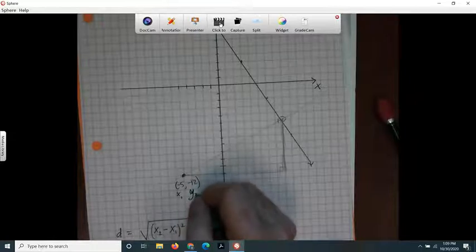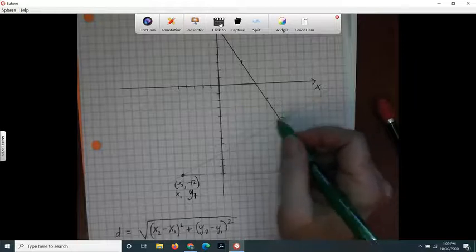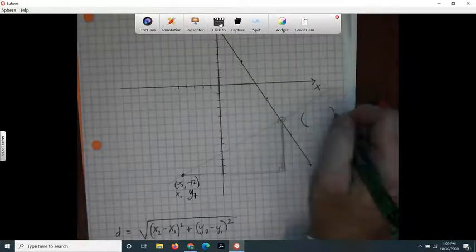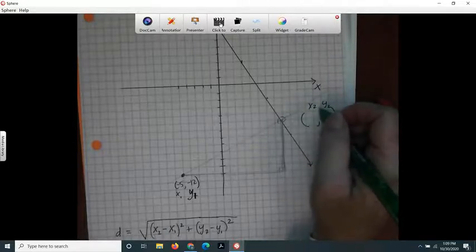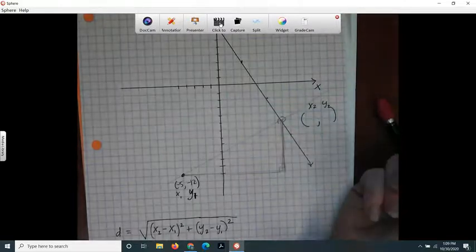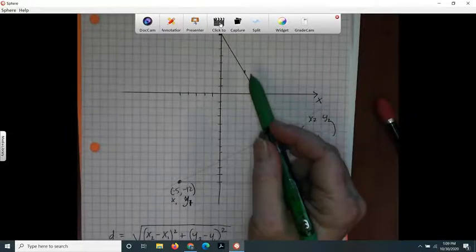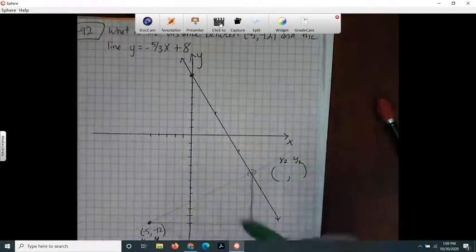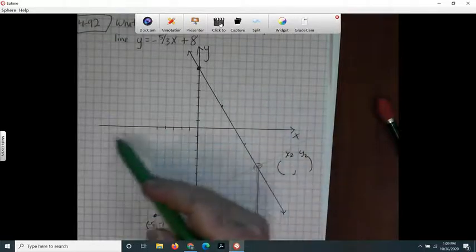And whatever this other point is, we don't know exactly what it is yet, but we're going to call it x2, y2. So how on earth are we going to find the point? Well, we need to get the equation of a line that's perpendicular to the first line. And we don't want the perpendicular line that's way up here. We want the perpendicular line that goes through our point.